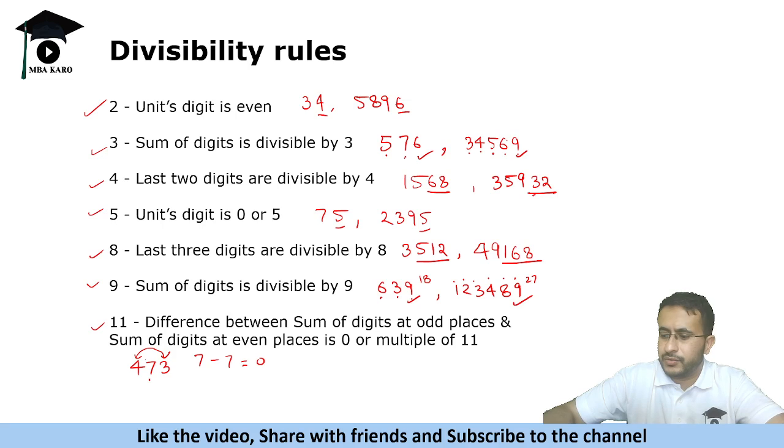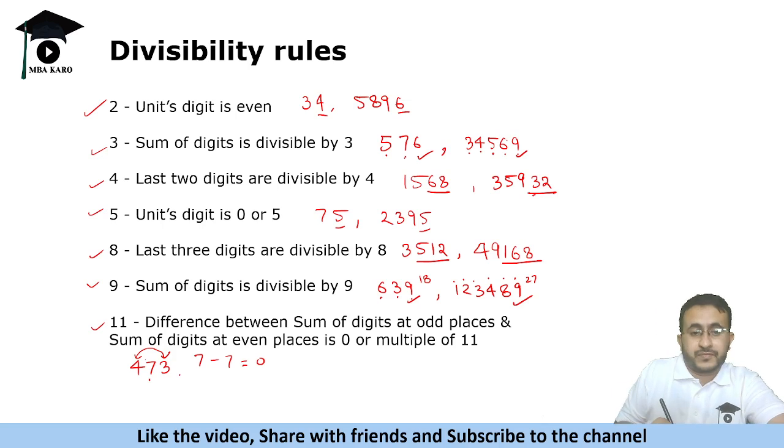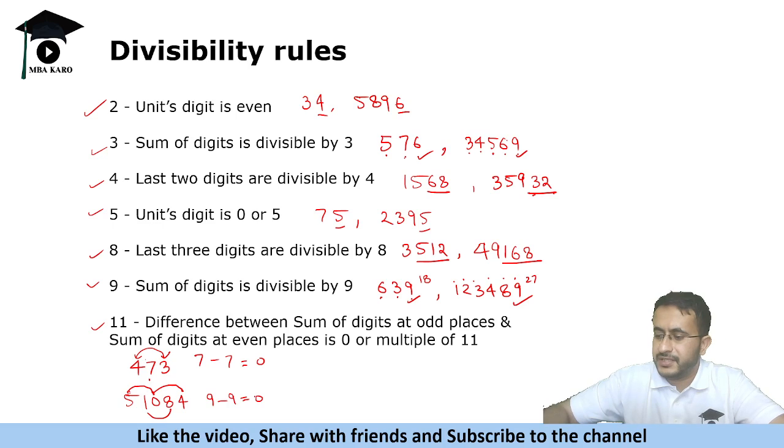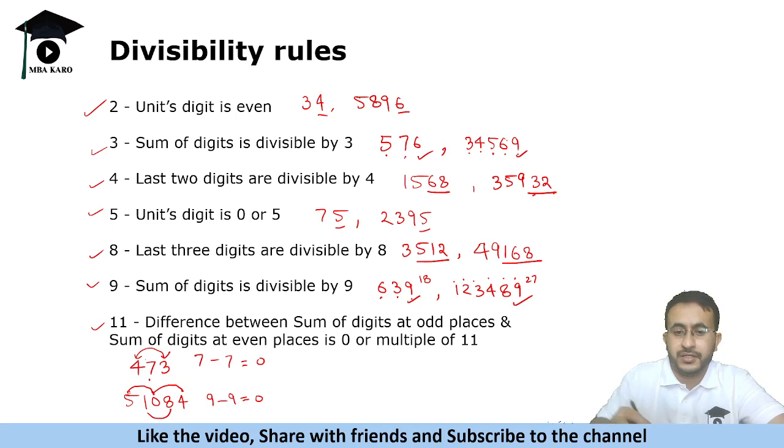Okay, so let's take another example. Let's say the number is 51084. Okay, now if you take the sum of these digits 5, 0 and 4, alternate digits, you need to take the sum, which is 9, and 1 plus 8 is also 9. So the sum is either 0 or it should be a multiple of 11.